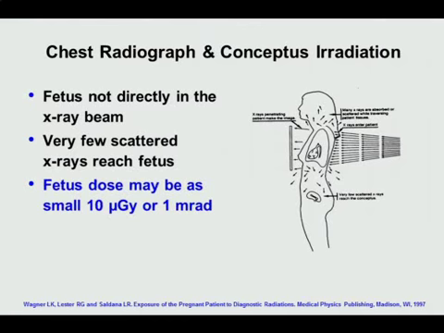So, in the chest radiograph, what is the effect on the fetal exposure when a chest radiograph happens? In this case, the fetus is not directly in the X-ray beam. Therefore, very little scatter radiation reaches the fetus, and that's purely by internal scatter. The fetus dose may be as small as 10 microgray or 1 millirad.